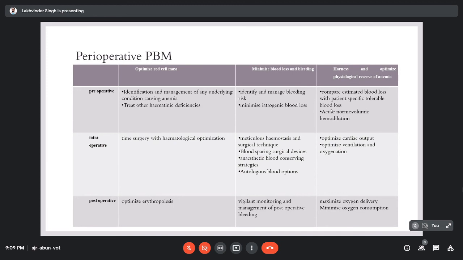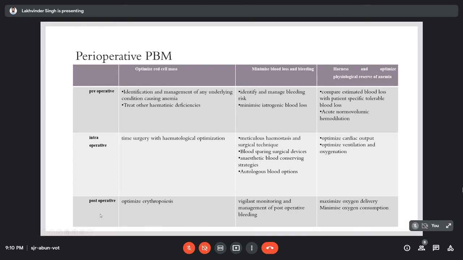In the intraoperative phase, you can use new techniques which can minimize the blood loss, such as timed surgeries. Meticulous hemostatic and surgical techniques, blood sparing surgical devices, and anesthetic blood conserving strategies are there. Nowadays, they decrease the blood pressure during the intraoperative phase. When blood pressure is low, bleeding would be less. Autologous blood options are there. Before the surgery, you can take out the blood and use it. Harness and optimize the cardiac output, ventilation, and oxygenation.